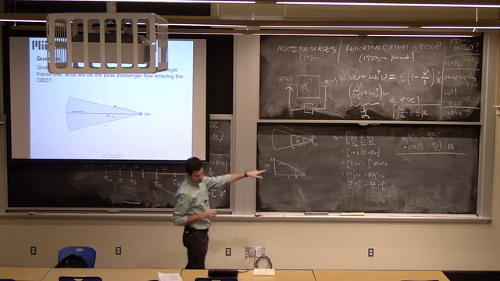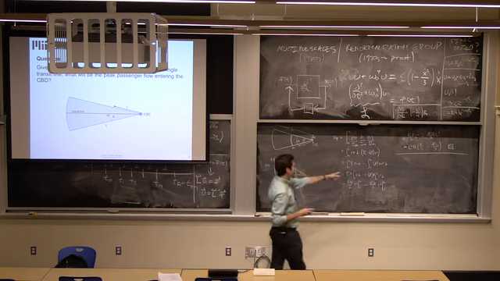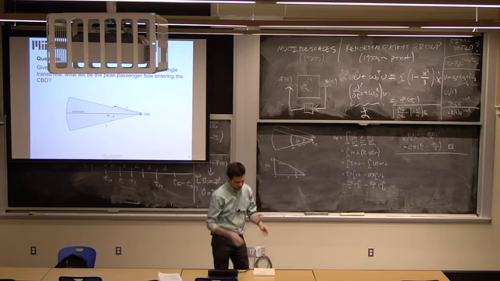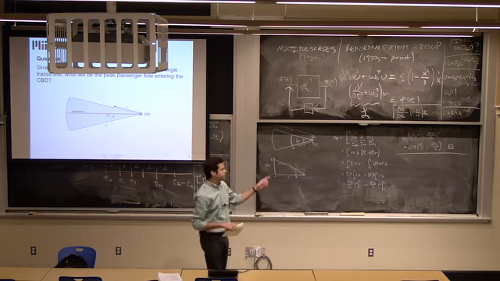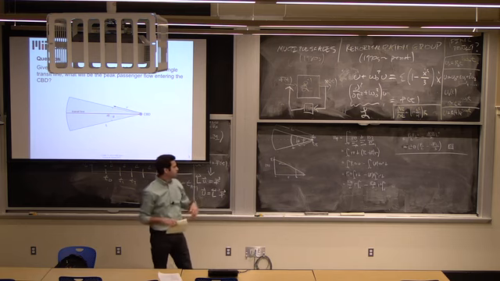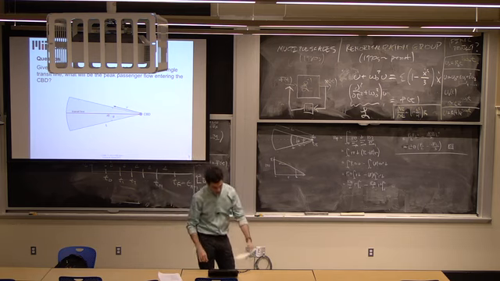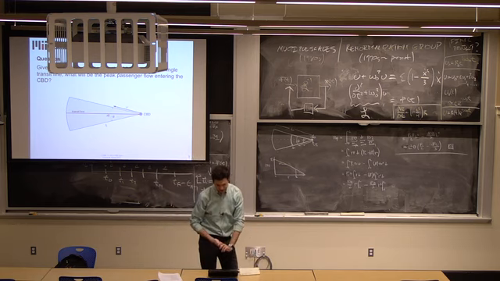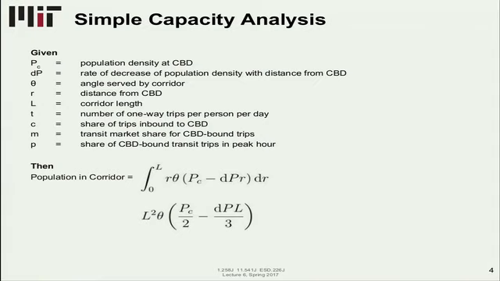population in the corridor, and some assumptions about what L and theta and PC and dp are, and some assumptions about the share of those people that would take transit. We'll look at what the peak passenger flow is. So let's go straight to it. Here we have the variables that I defined on the board and some additional ones.